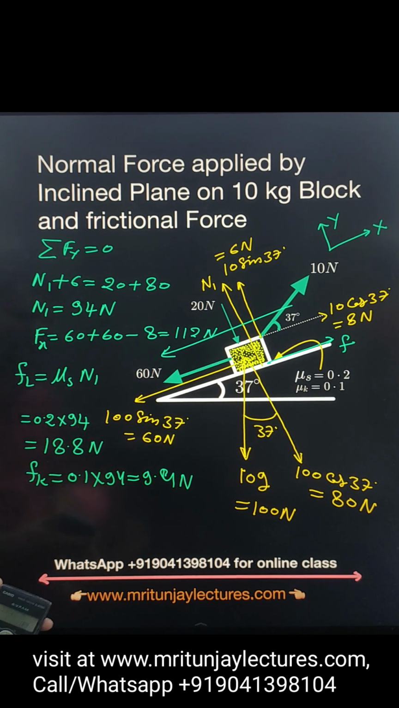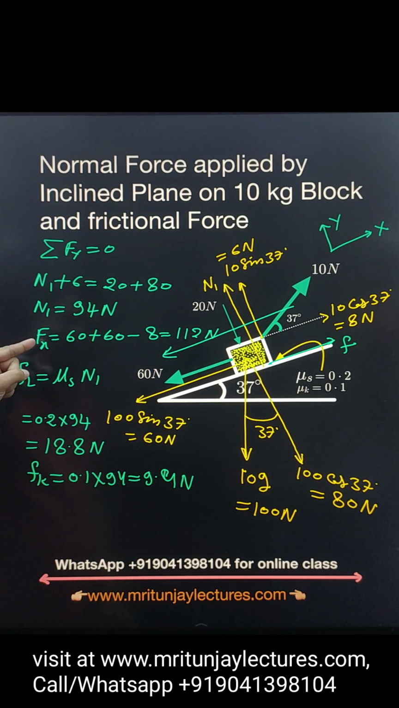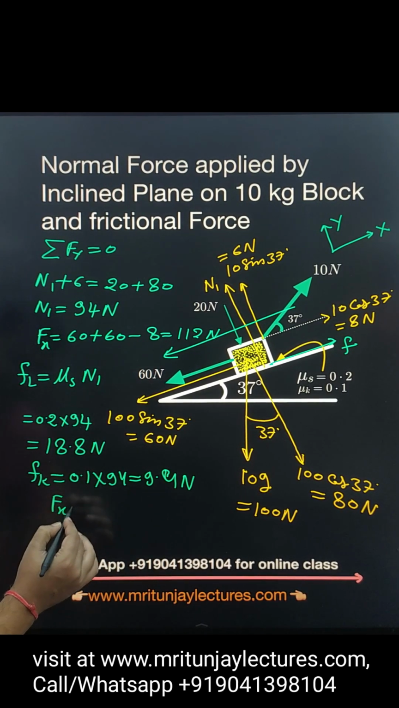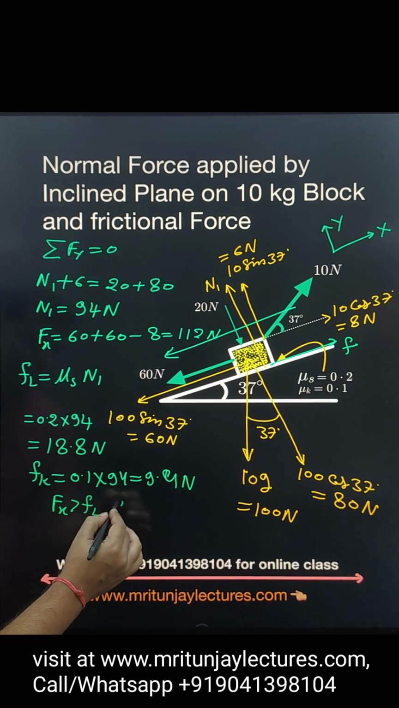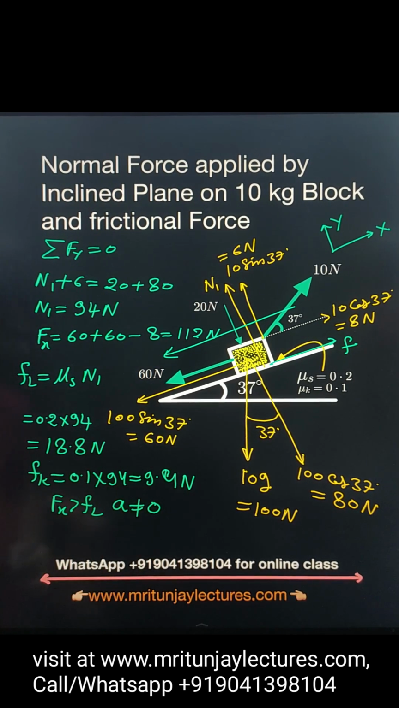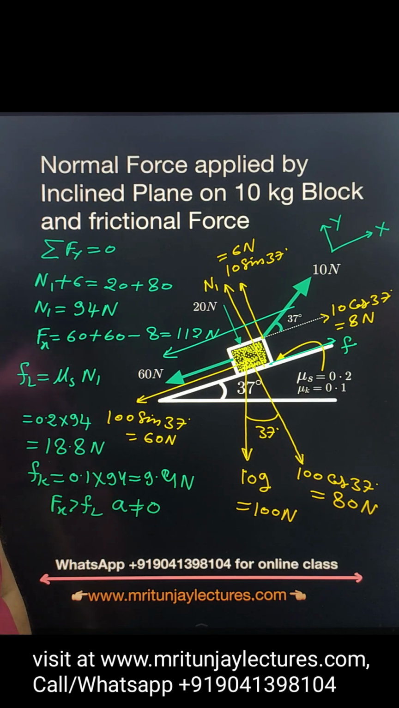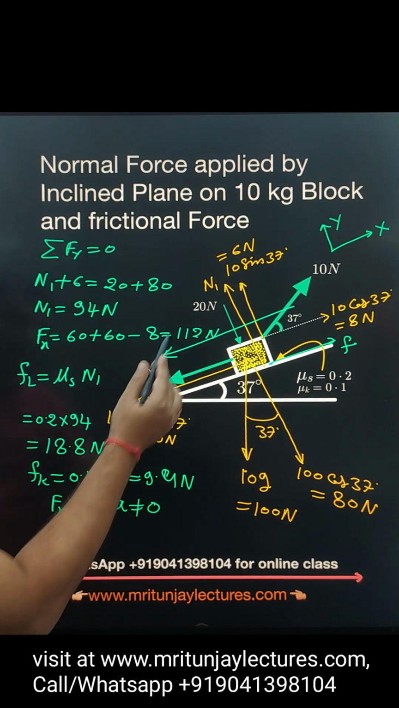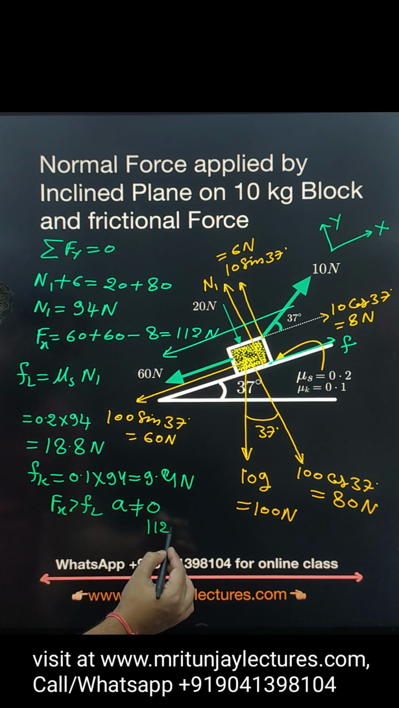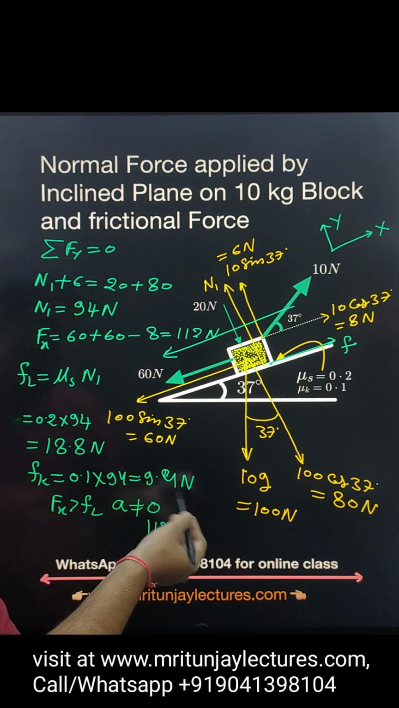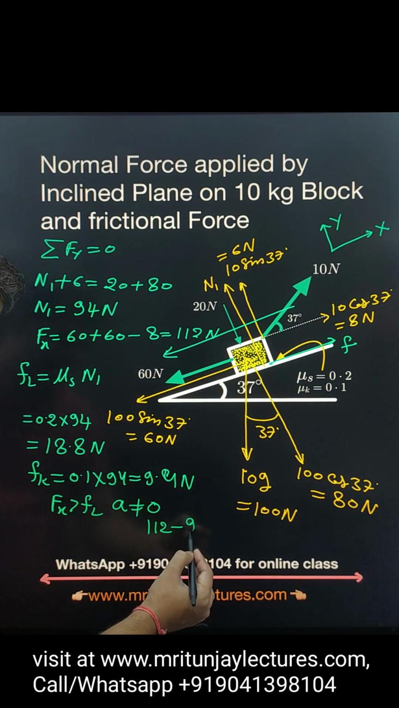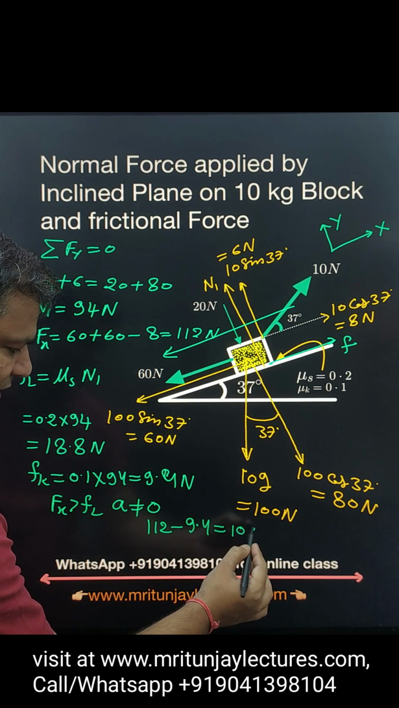Okay, I hope it is clear. Now look, that force is greater than that force. Okay, the driving force is greater than FL, so the block is moving, which means the acceleration is not 0. So what about the acceleration of the block? Simply, driving force minus frictional force. The driving force is 112 minus frictional force. Which frictional force acts during motion? Kinetic frictional force, 9.4. This will be equal to mass into acceleration.